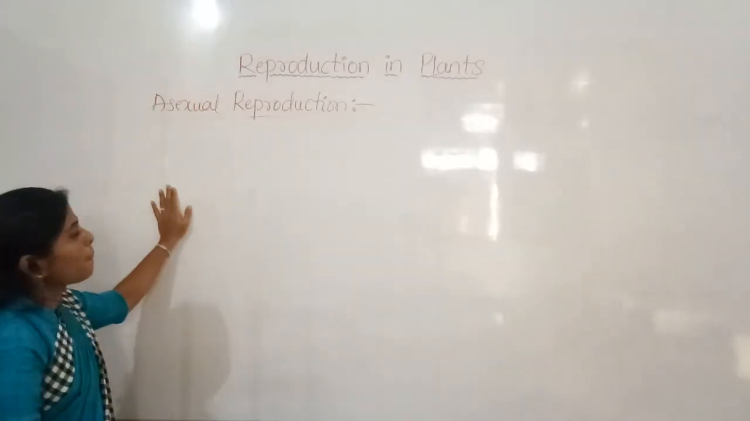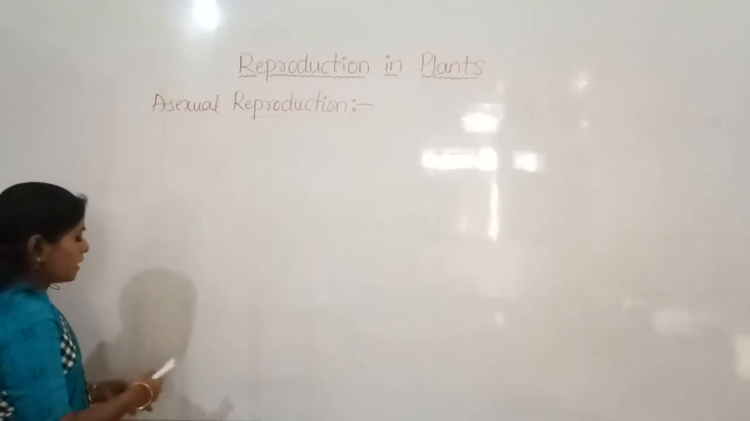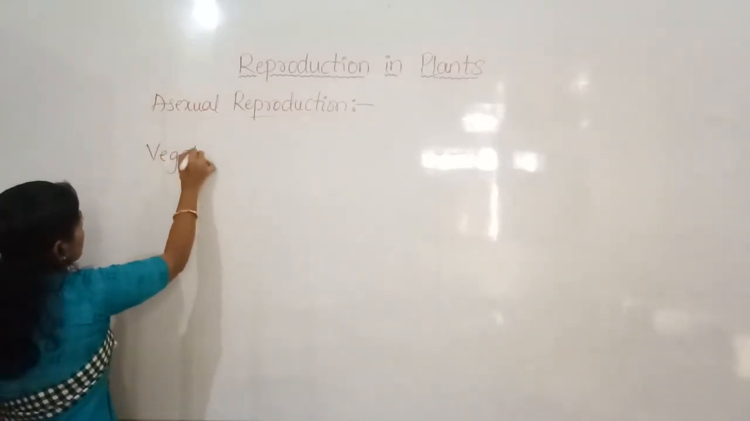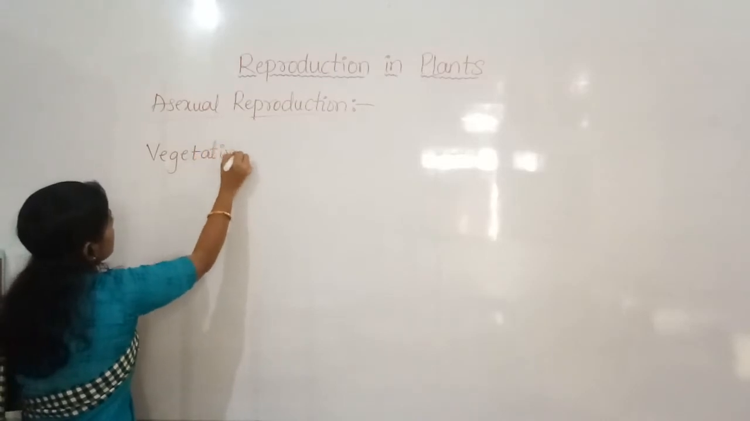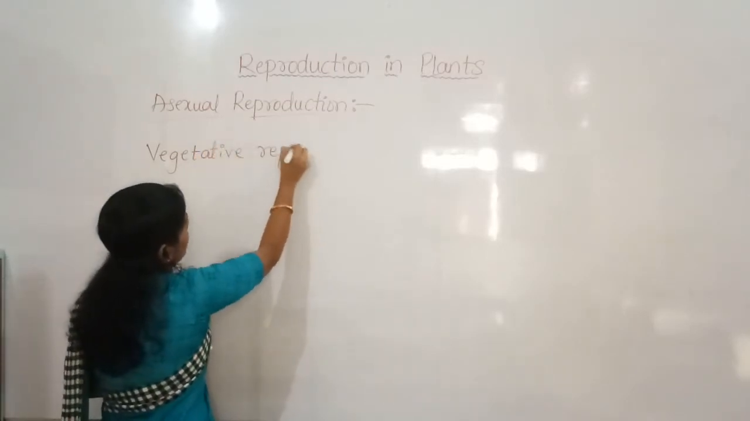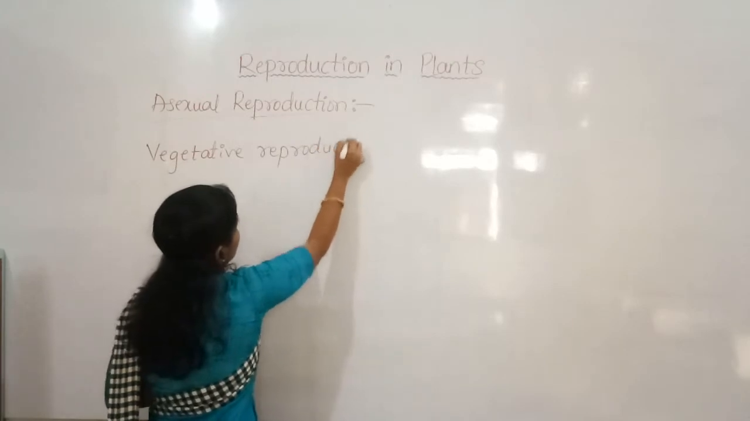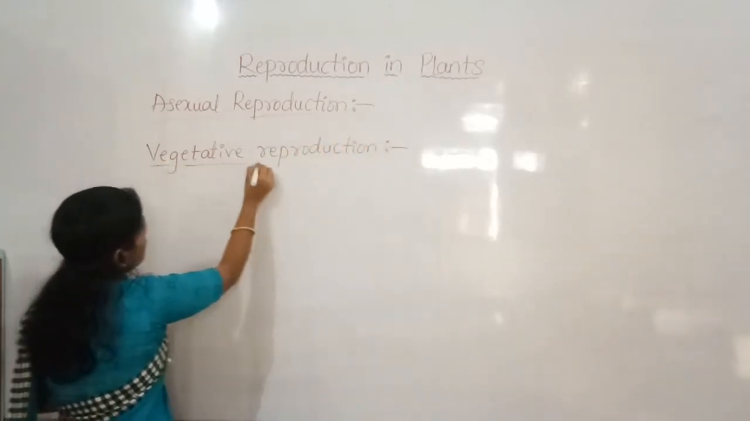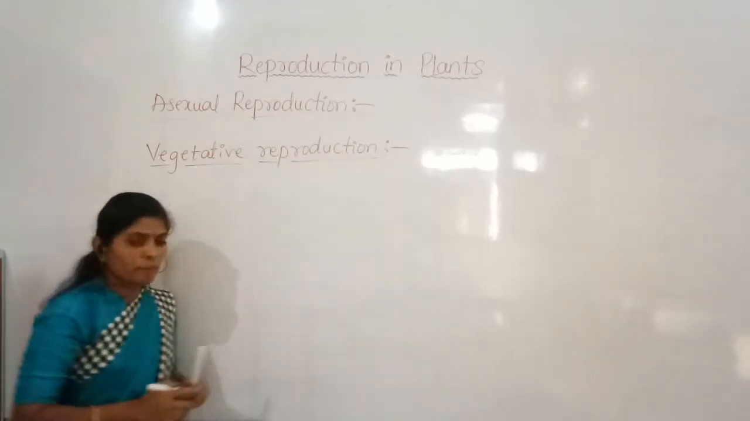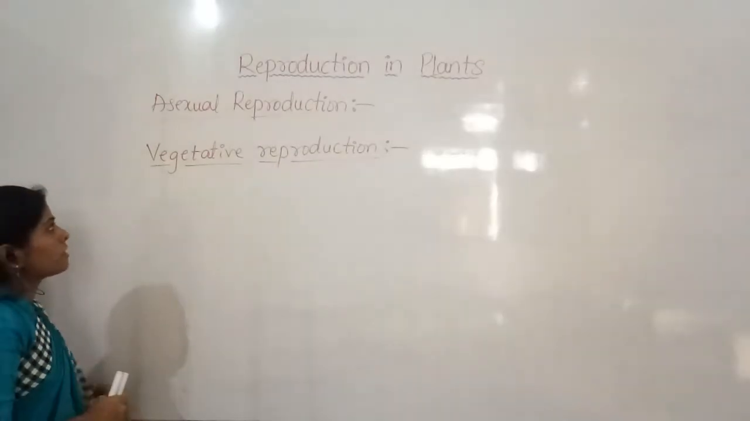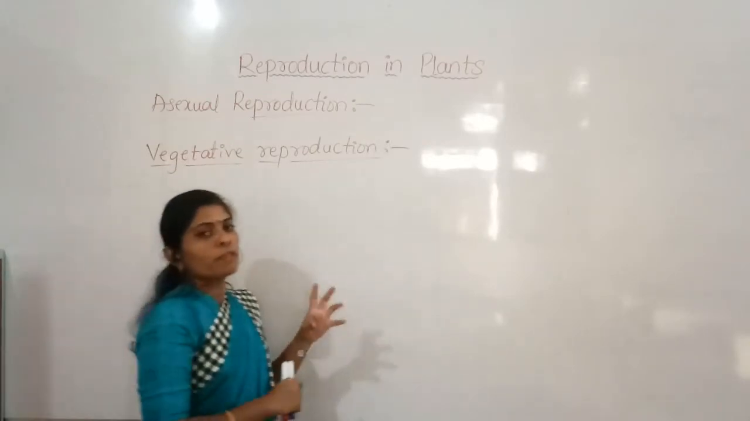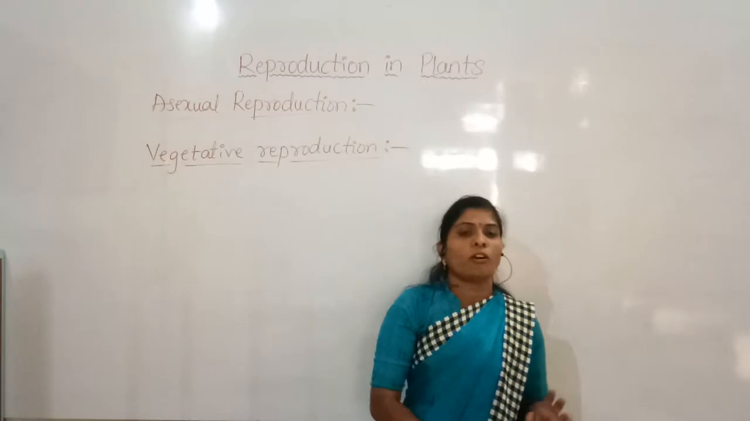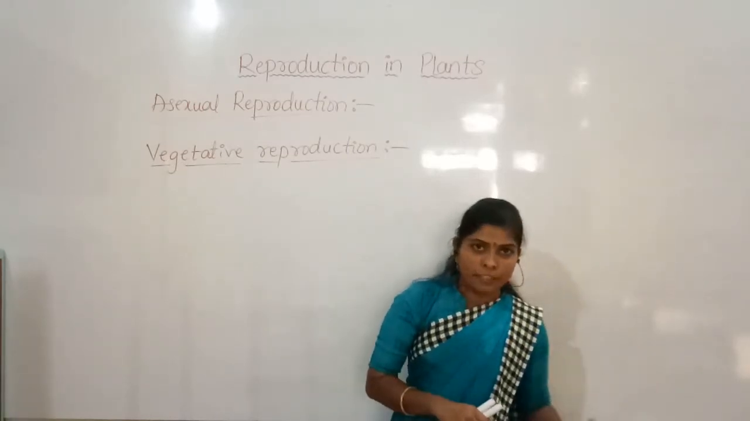So that is asexual reproduction. Here, vegetative reproduction. This vegetative reproduction is the type of reproduction where the vegetative parts of the plant are involved in the production of new plants.